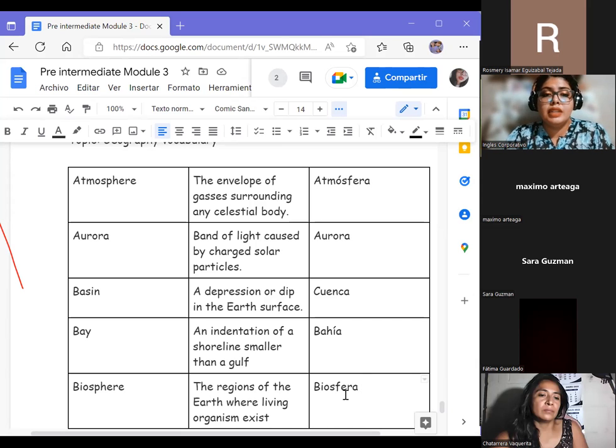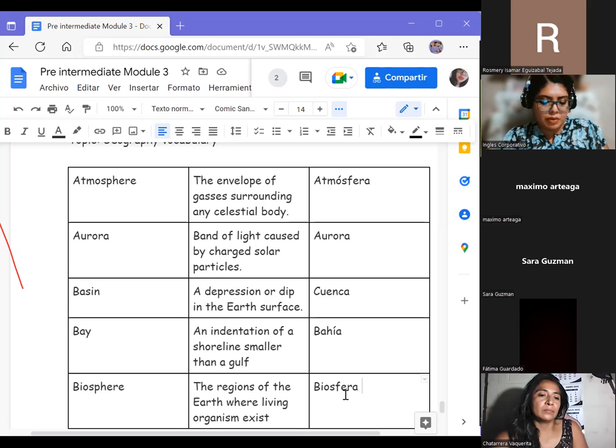Then we have a basin, and that is a depression or dip in the Earth's surface. Es una depresión, pero en este caso es cuando hablamos de la Tierra, o de estos temas de geografía, una depresión es un cambio, ¿verdad? En la superficie de la Tierra. So in that case, we are talking about una depresión o una parte honda, ¿verdad? En la superficie de la Tierra.